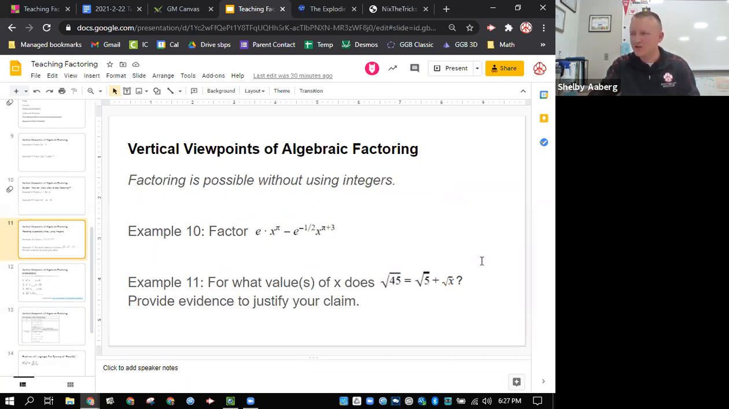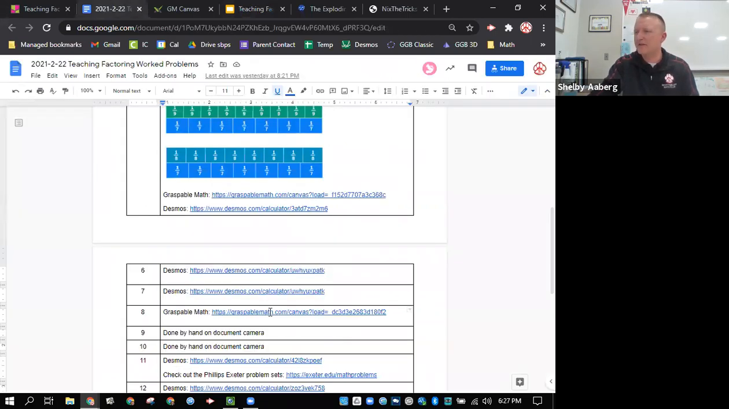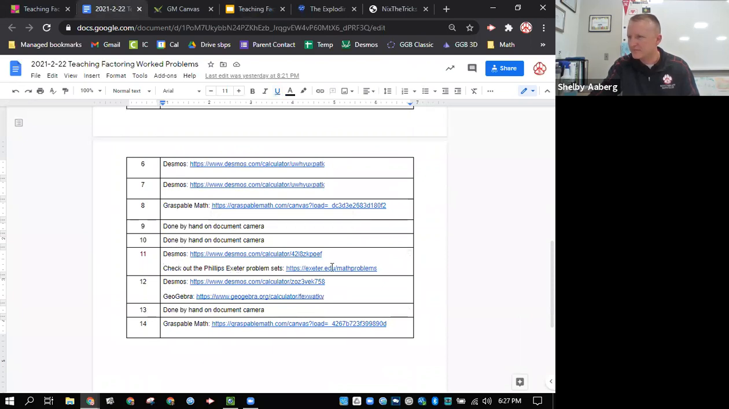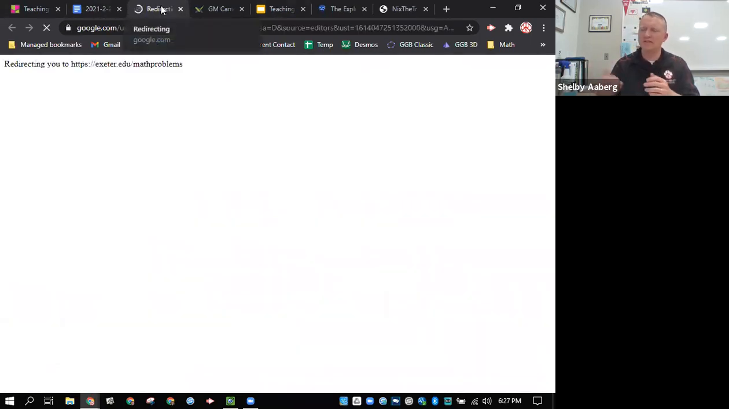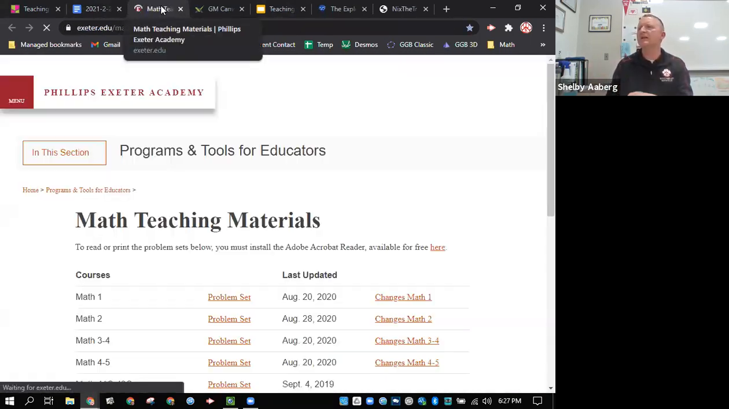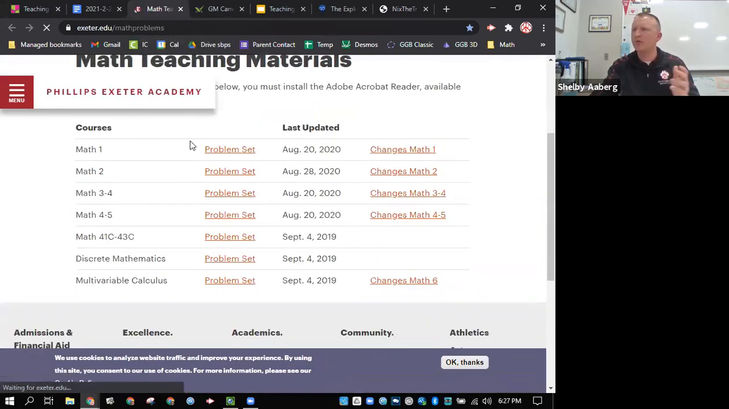Factoring is possible without integers. I can't stress this enough. How do I factor this two-term expression? I have to consider some things that aren't integers. This is a great problem from the Phillips-Exeter problem set that I have here. The Phillips-Exeter problem sets are publicly available online. Phillips-Exeter is a school on the East Coast. One of my former students is attending there. They've had these wonderful problem sets that we use as take-home examples. This is a great source for really rich, really deep problems.